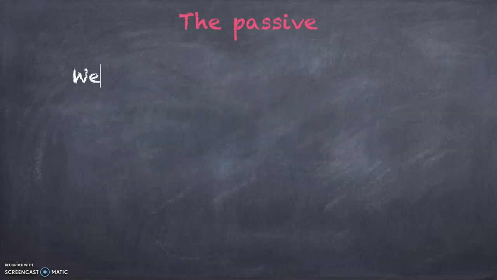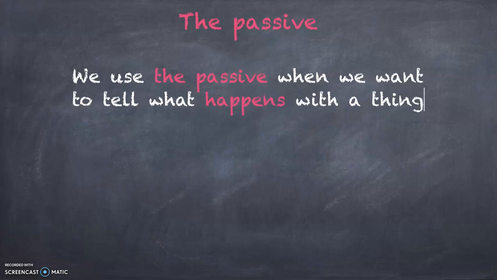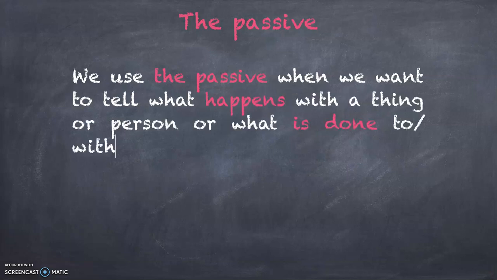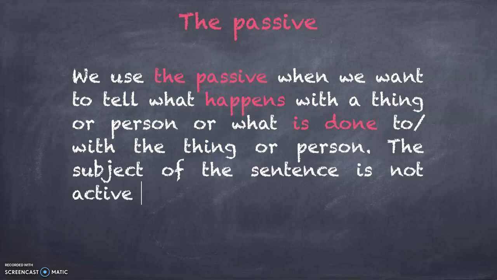We use the passive when we want to tell what happens with a thing or person, or what is done to this thing or person. This thing or person is then the subject of the sentence in passive, which means it is not active.